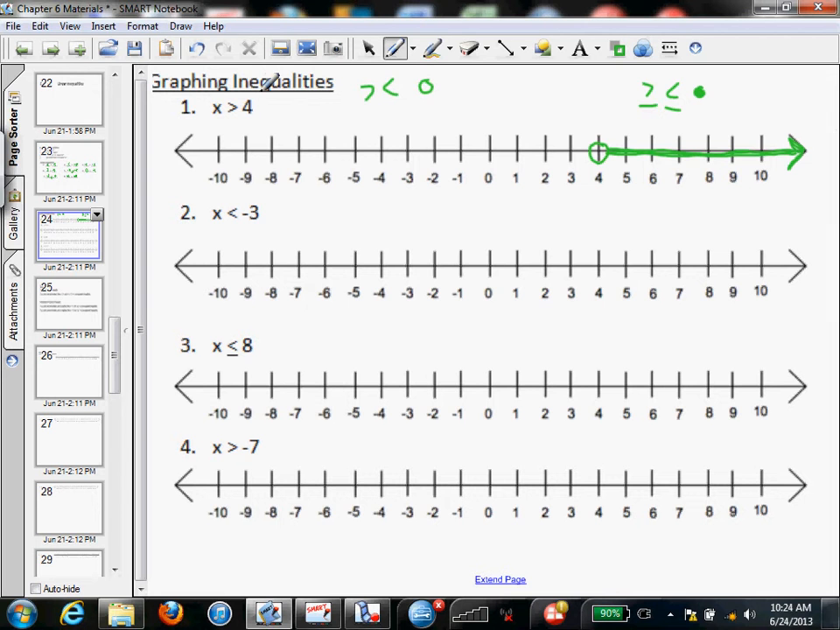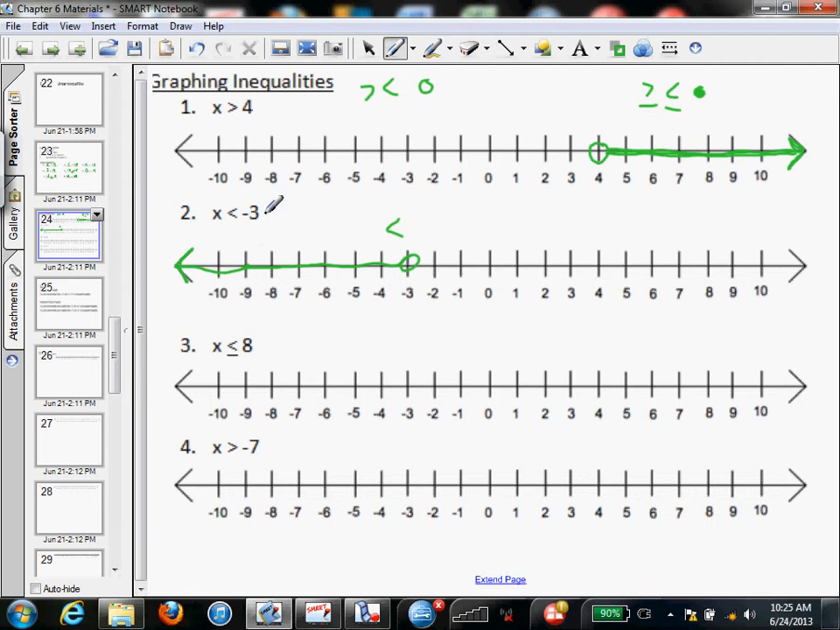Looking at number 2, x is less than negative 3. Since there is no equal to, let's put an open circle on negative 3. Okay, and just as before, you can think of this as an arrow pointing you in the direction. The inequality looks like this since the variable is on the left side, so it's telling you to go in that direction. Or just think of it in terms of what values will make the inequality true.